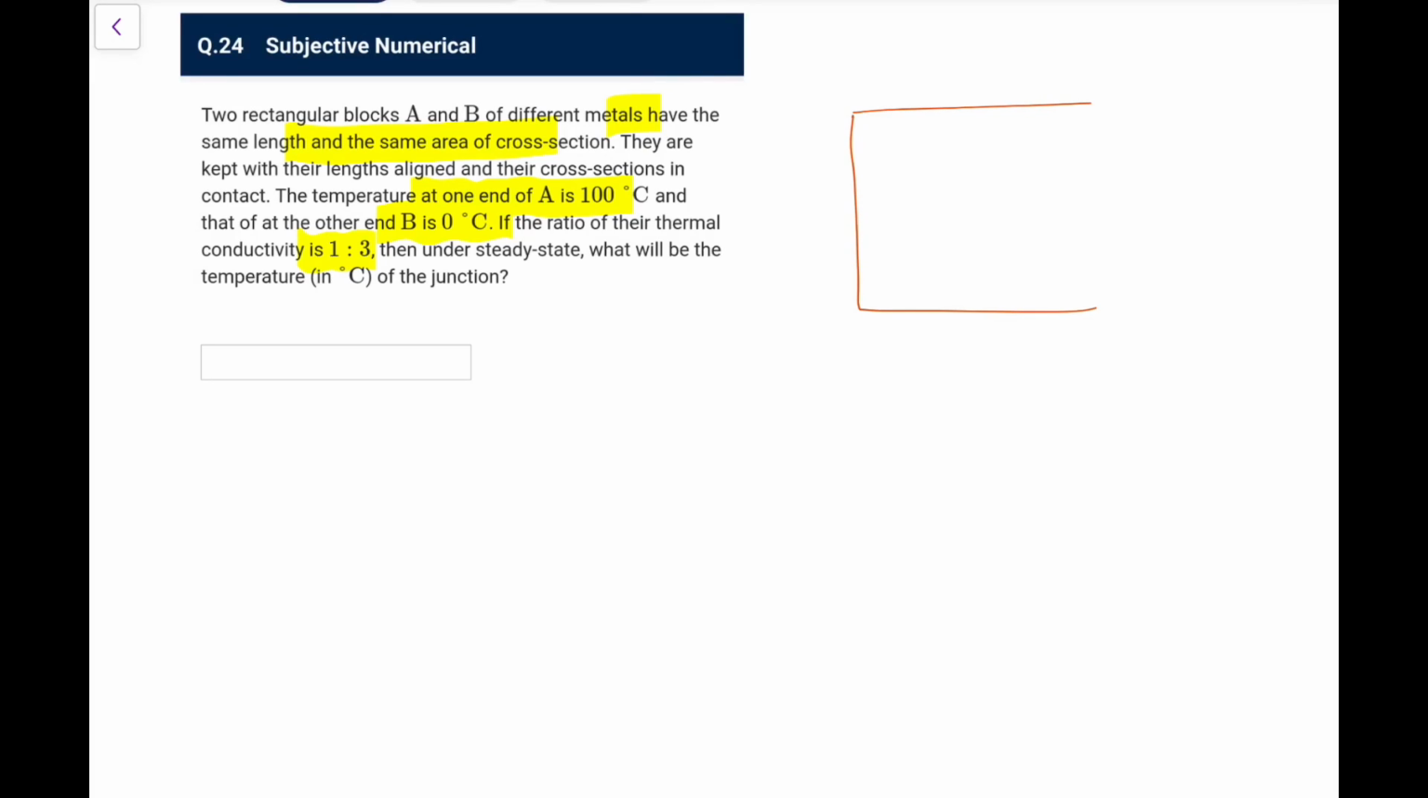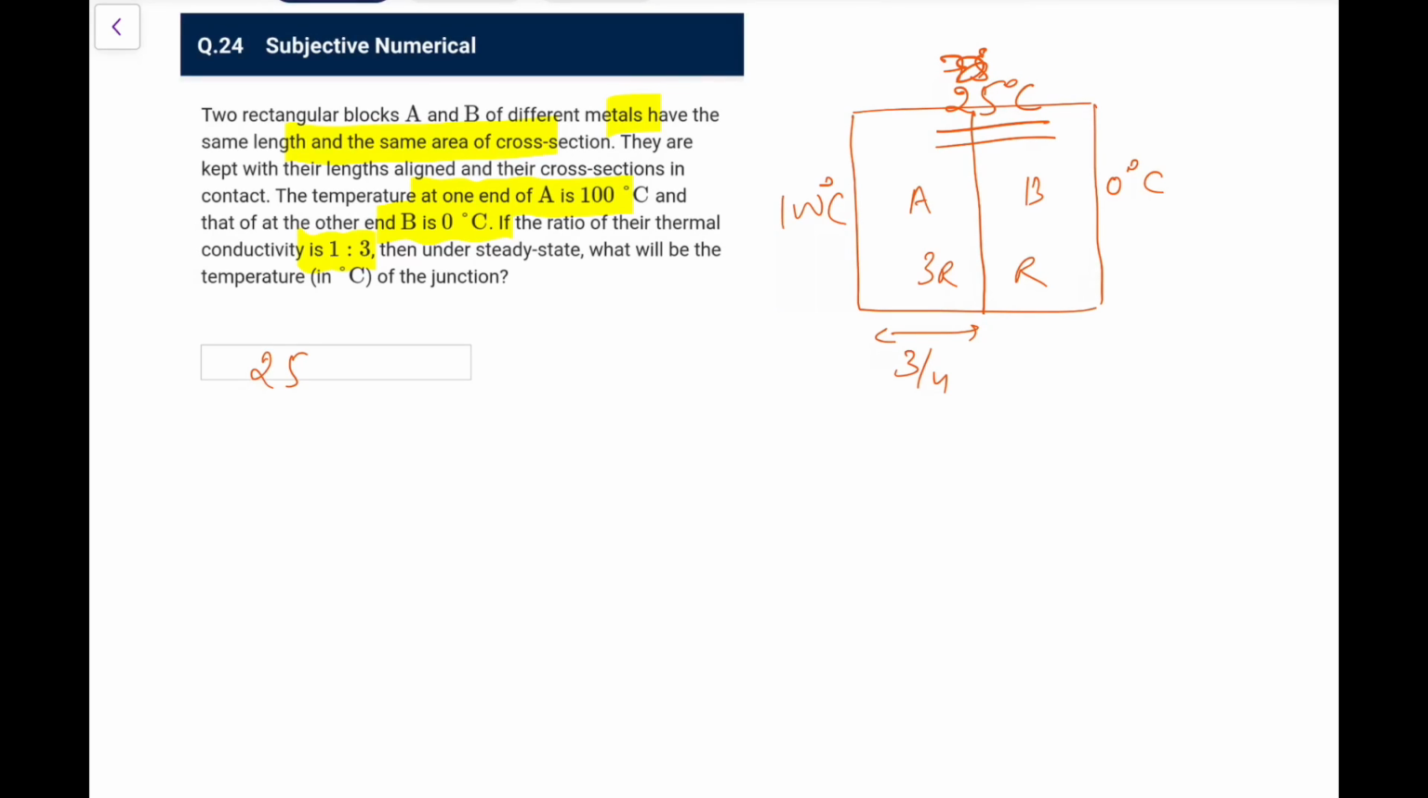So again, such questions are coming in NEET also. So these are the two, A and B. This is 100, this is 0. Now, the ratio of the thermal conductivity is 1:3, so I can take the resistances as 3R and R, because the resistance ratio would be 3:1. So the drop would be 3/4, meaning 100 into 3/4, so this would be a 75 drop. So it would be 25 degrees Celsius at the junction. So it is 25. Don't write 75; 75 is a drop. So the answer is 25.